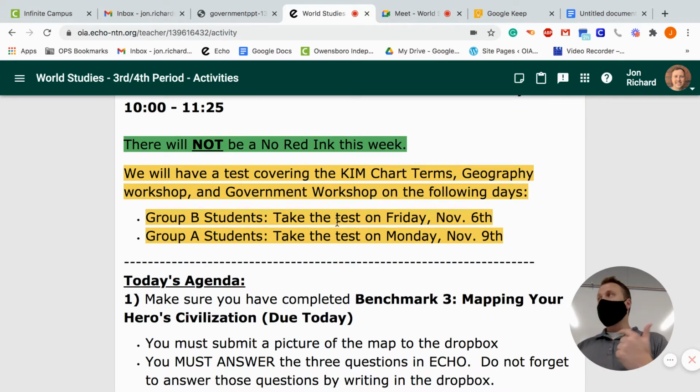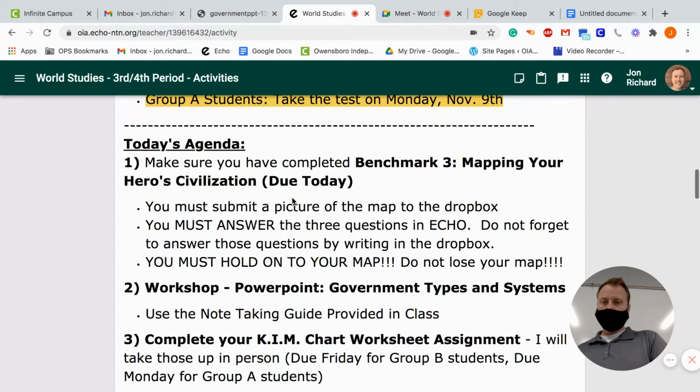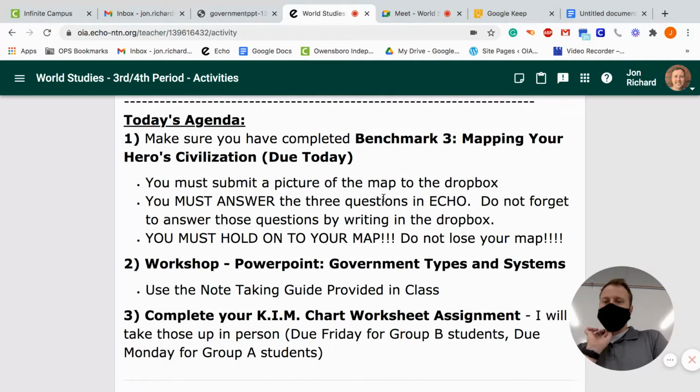So what you need to do to prepare for that is, the big thing, look over those ChemChart terms. Okay, know the ChemChart, know those terms. Look over the geography workshop and look over the government workshop, which we're going to go over today. Okay, so let's look at today's agenda.